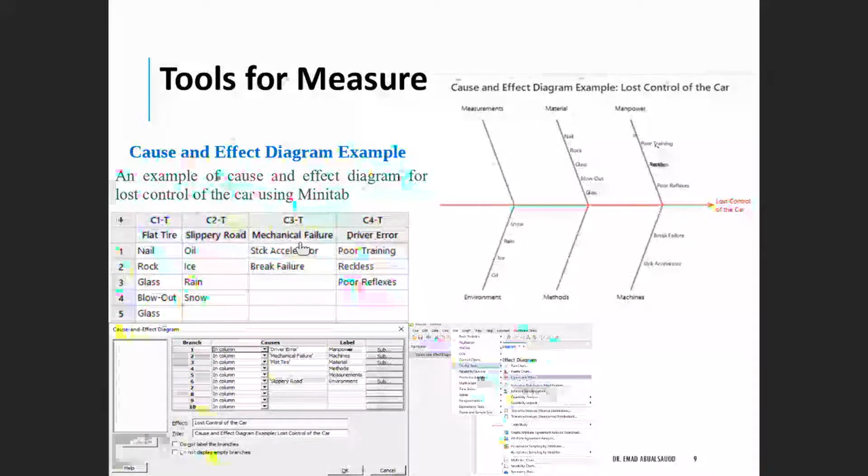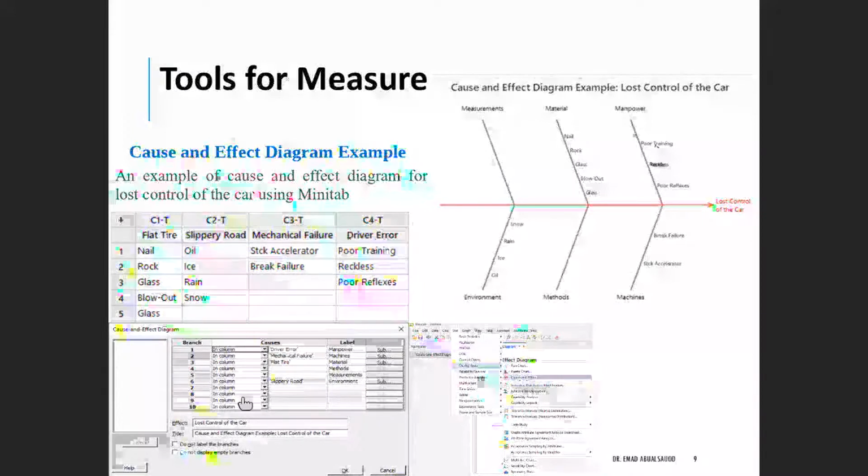So for mechanical failure, we have a stuck accelerator, that means freeze on the accelerator and lost control. Brake failure, for example. Driver error was for poor training, reckless, poor reflexes, and the condition of something happening on the road. When you enter those as you see them here in the worksheet in Minitab, and this opens to you, you will press on this column here. Here is your entry in this one here, the causes.